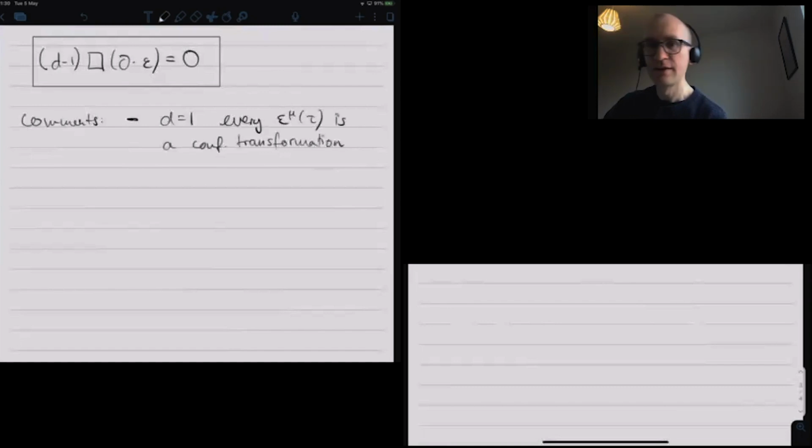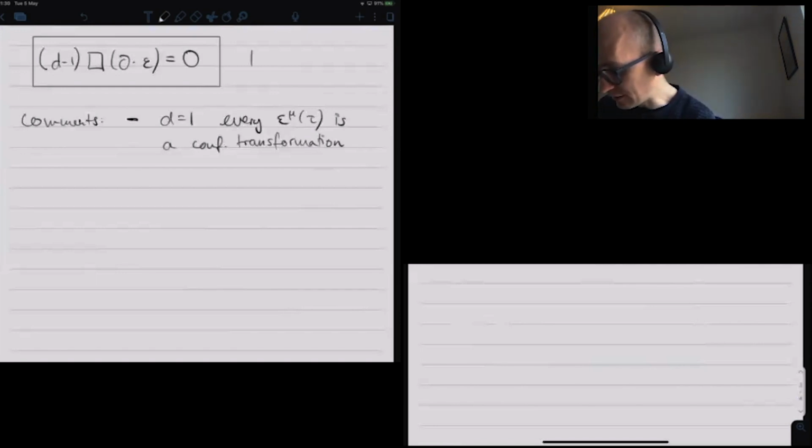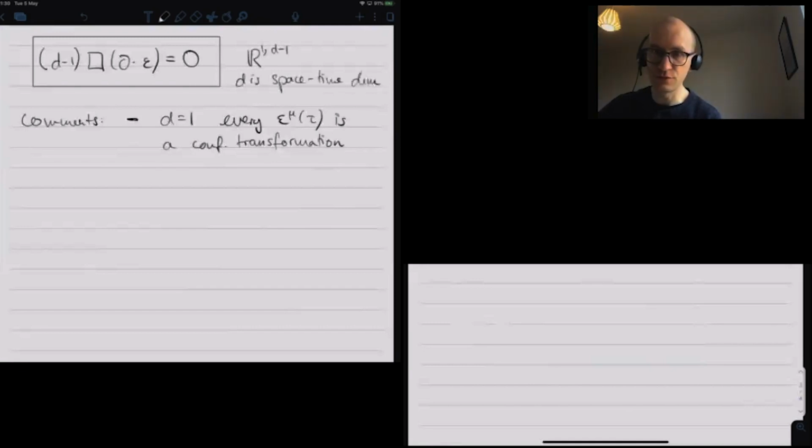Those of you who have seen treatments of the conformal group in one dimension are already familiar with this: any reparametrization in this dimension is a conformal transformation. We should specify, just to be explicit, that we were talking about conformal isometries of R^{1,D-1}. So D is the space-time dimension. I'm just reminding you. D equal to 1 is really a 0 plus 1 dimensional conformal transformation, so that's already a special case.